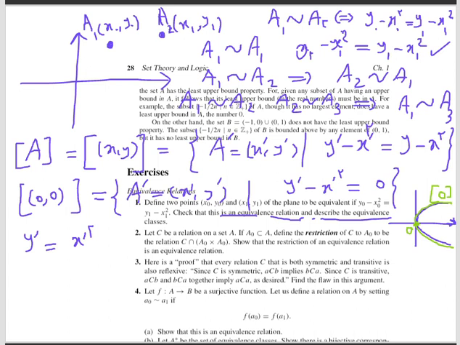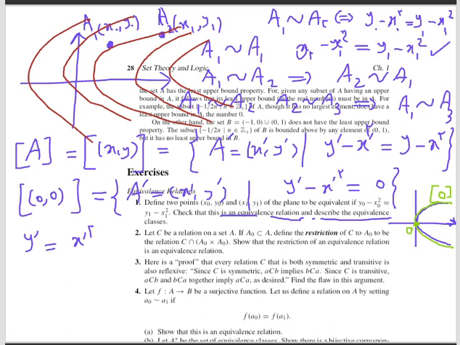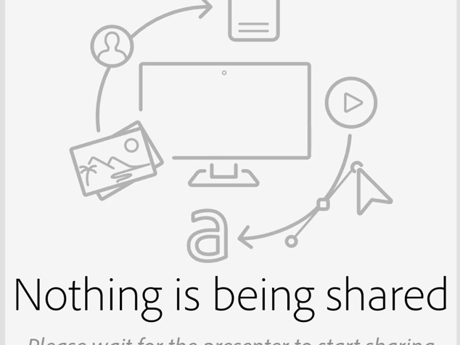Then I can say that two points are equivalent if they are on the same hyperbola. This is a partition for R2. They are very easy.